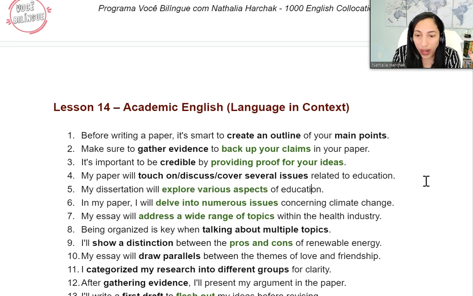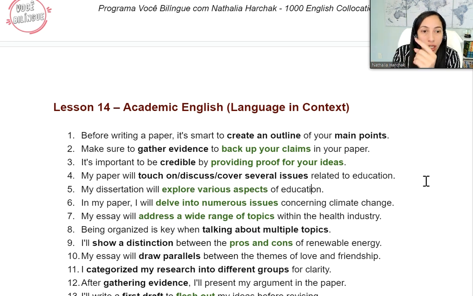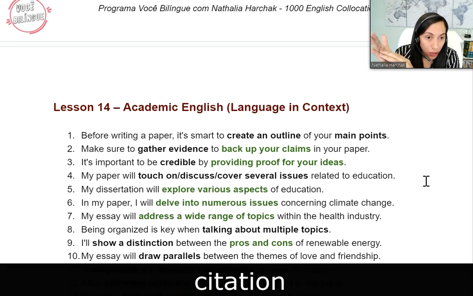It's important to be credible by providing proof for your ideas. Credible. Remember, if you want people to believe you, you need to show them where you got the information from. You need to get proof. You need to cite your work. Cite. To cite or to provide citation, you basically tell me where you read it, who wrote about it, and if it's a book or basically an academic paper or publication, you need to show me the page, okay? So that's called citation.